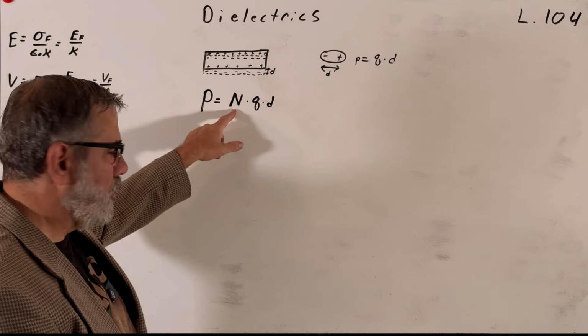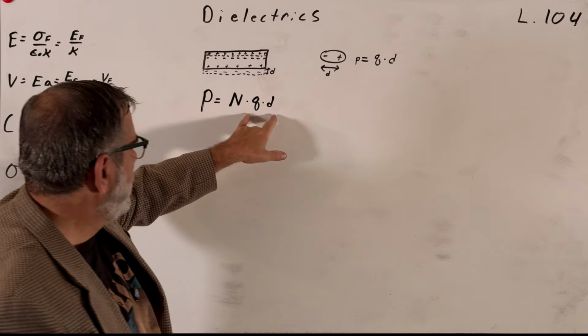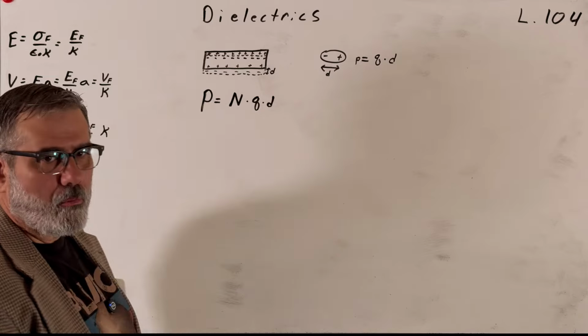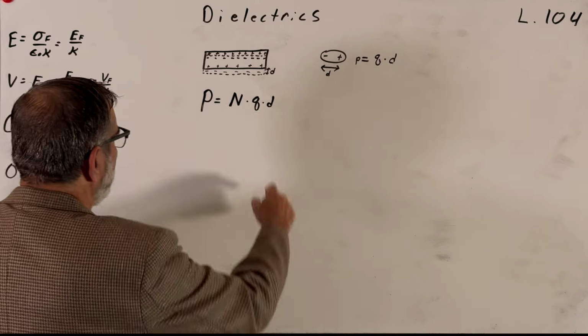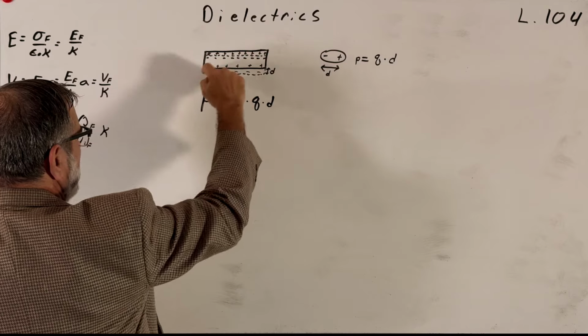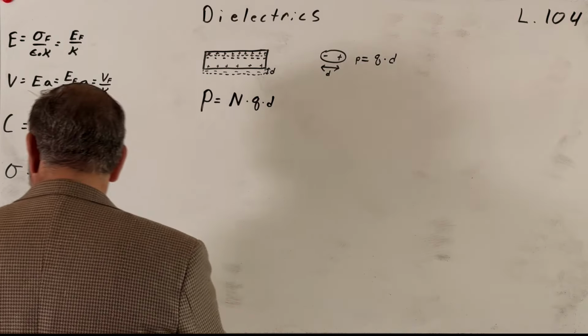This is the number of dipoles per unit volume. This is the little p, right? The dipole moment of each of the dipoles. And so this makes this a dipole moment per unit volume. Now if I wanted to calculate, well, what is the charge density on each of these surfaces, from the bound charges only, how would I go about doing that?